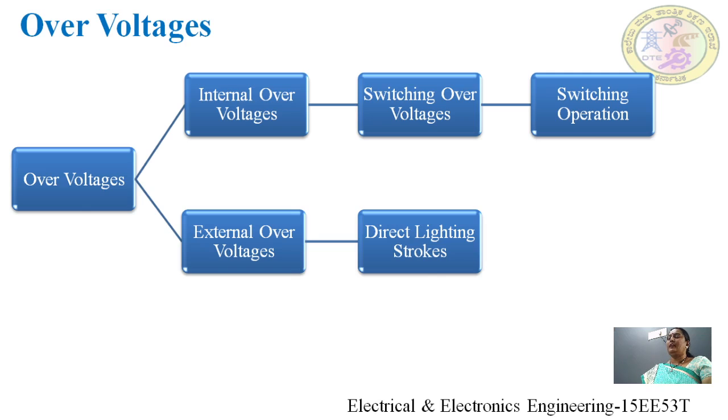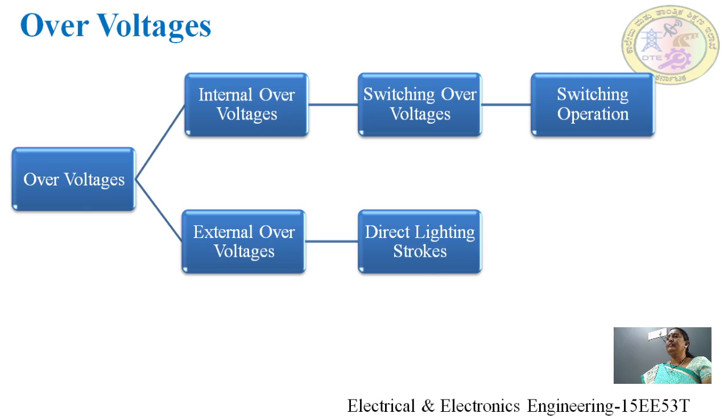This is due to a direct lightning stroke. This is on the outdoor substation or the equipment placed outdoors, on which there is a direct lightning stroke. Because of that, an over voltage occurs on such equipment which is present outdoors.